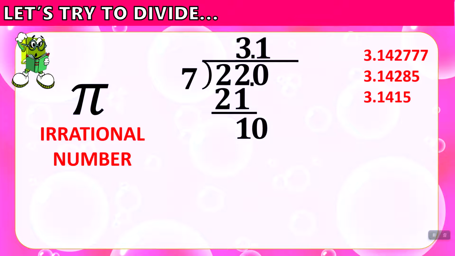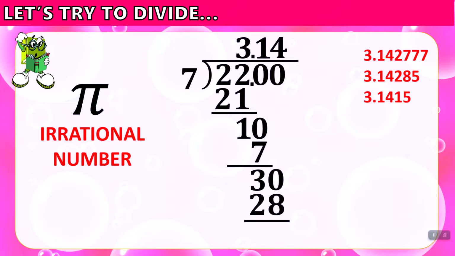7 into 10 goes 1. 7 times 1 is 7. When we subtract, we get 3. And again, we have to bring down 0. 7 into 30 goes 4 times. 7 times 4 is 28. And we subtract. And we have 2. And we bring down a 0. And if you look at the answers in red, and you look at the division answer above, you can see that they are very similar. And so every time we divide 22 by 7, we come very close to the value of pi, and this is why it is used often as an estimation for pi.